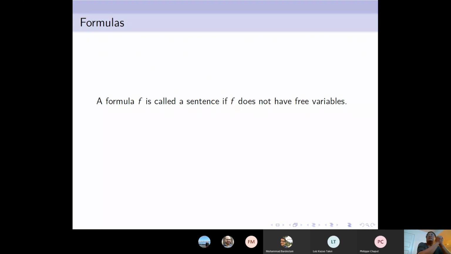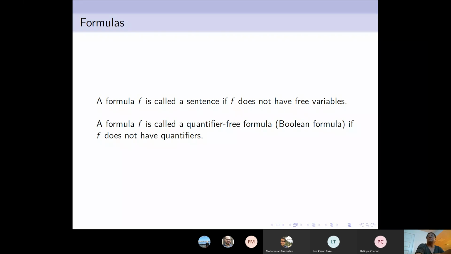So now here is what a sentence means. A sentence means a formula not having free variables. That means all variables are bounded by "there exists" or "for any". This is called a sentence. But certainly there's the opposite one. Another extreme is a quantifier-free formula. That means F doesn't have any quantifiers, that is, it doesn't have "there exists" or "for any", these two symbols.